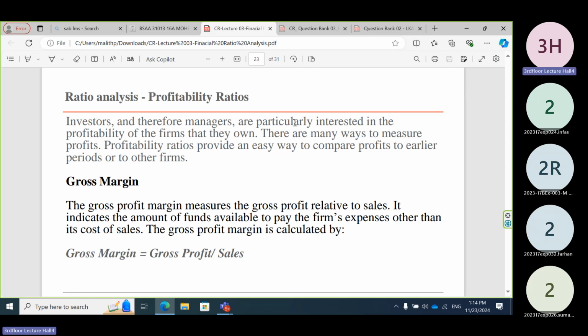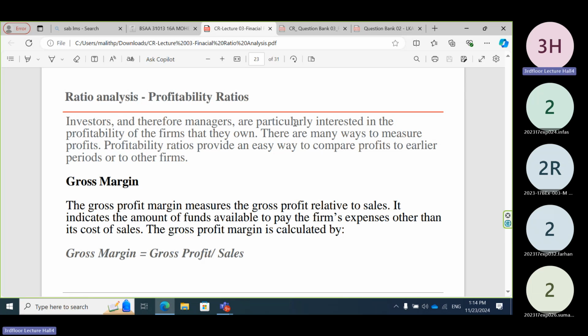EBIT means before tax and before interest, the profit. That's the operational profit. As an operation, what's the profit? As sales, as a core business, what's the profit? If your gross margin is 50%, your EBIT may be 30%, right?